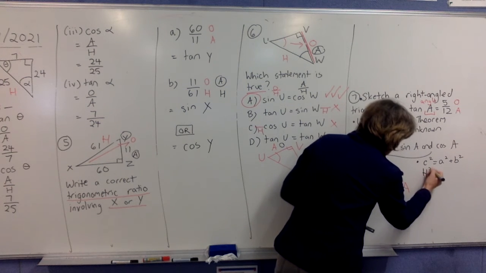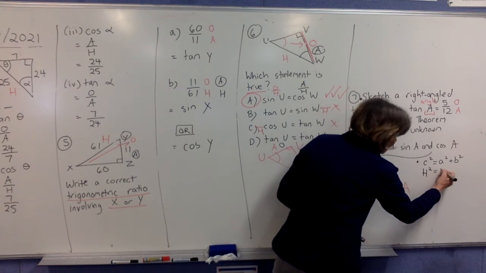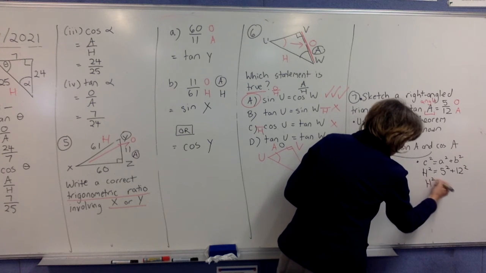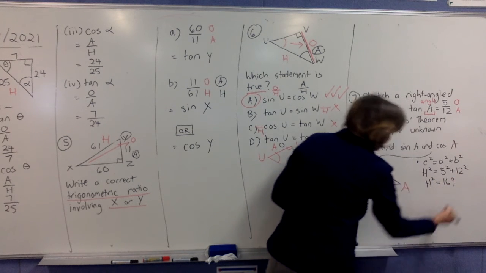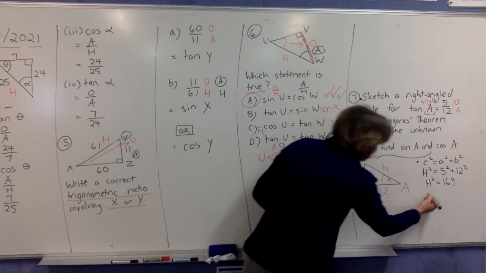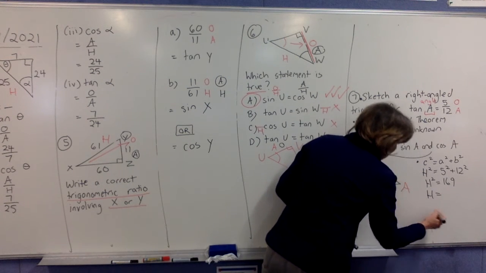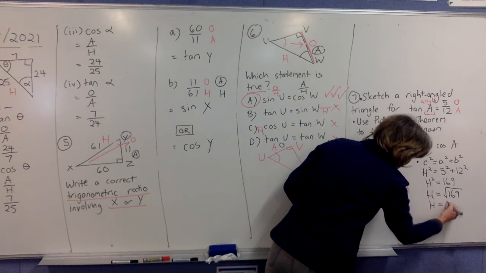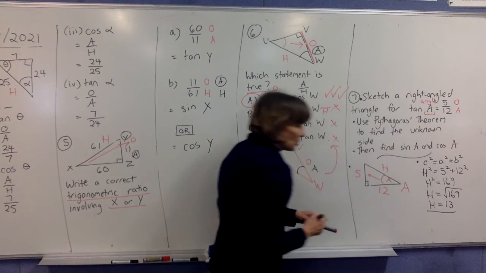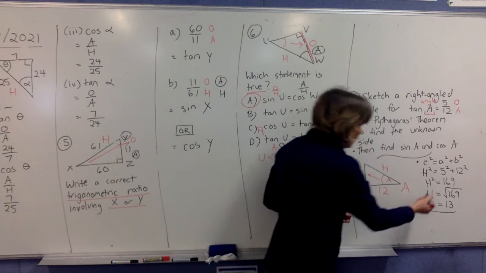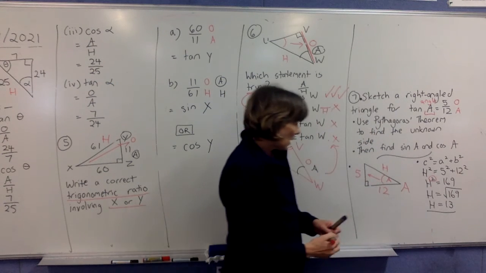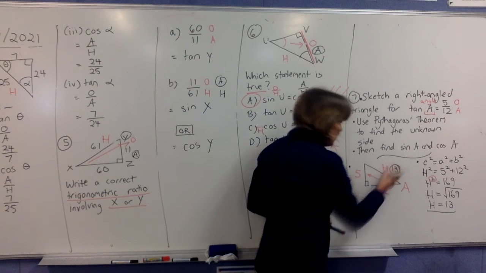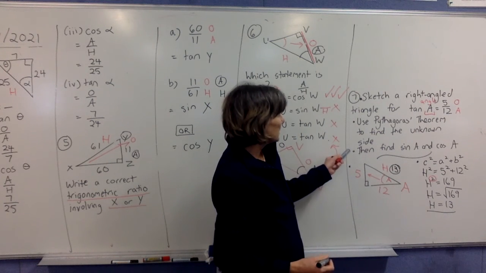So we've got H squared. Sub in these other two sides. And if you use your calculator, you get 169 there. Square root that. And we find that H equals 13 once you solve this equation here. So the hypotenuse is going to be 13, so we can write that in on our triangle now. We know that's 13. And now we're going to answer the rest of it.